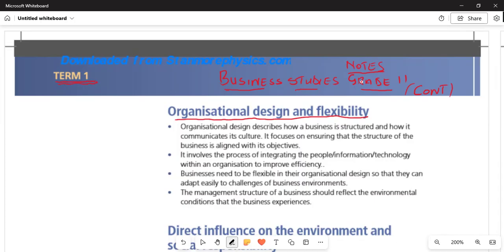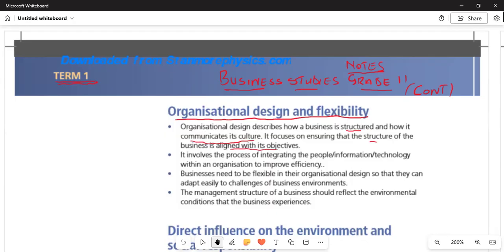We are now going to talk about organizational design and flexibility. Organizational design describes how the business is structured and how it communicates its culture. It focuses on ensuring that the structure of the business is aligned with its objectives.